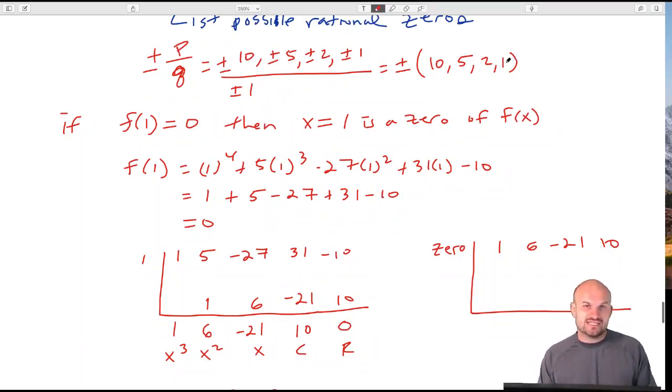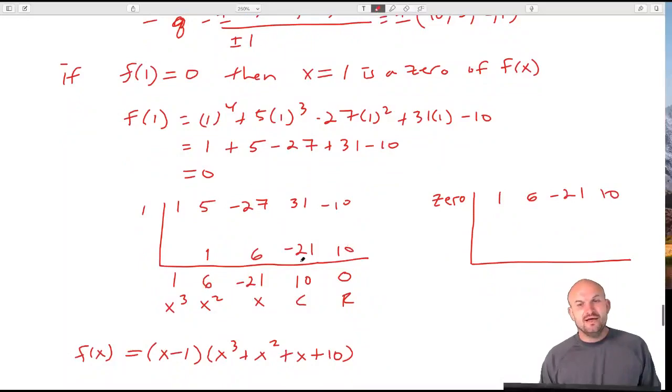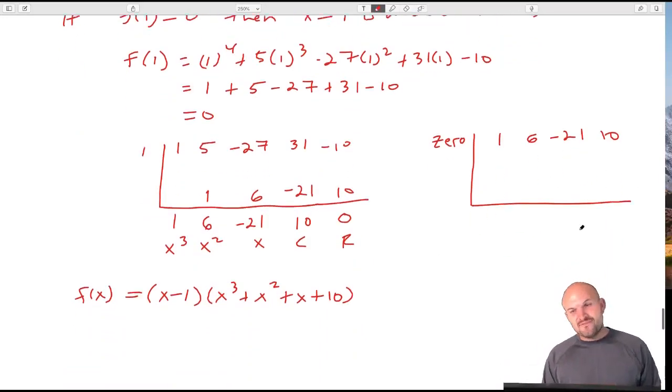I always start with positive 1, then go to negative 1, positive 2, negative 2. But again, we could spend all day. I mean, it could be negative 10, which would be the last one to guess. So just make sure once you find a 0, you use synthetic division to get that answer. If you need to find another 0, then you do synthetic division again with that 0. And then that answer will be a quadratic. Therefore, it's either going to be factorable or you can use the quadratic formula to find the remaining zeros.